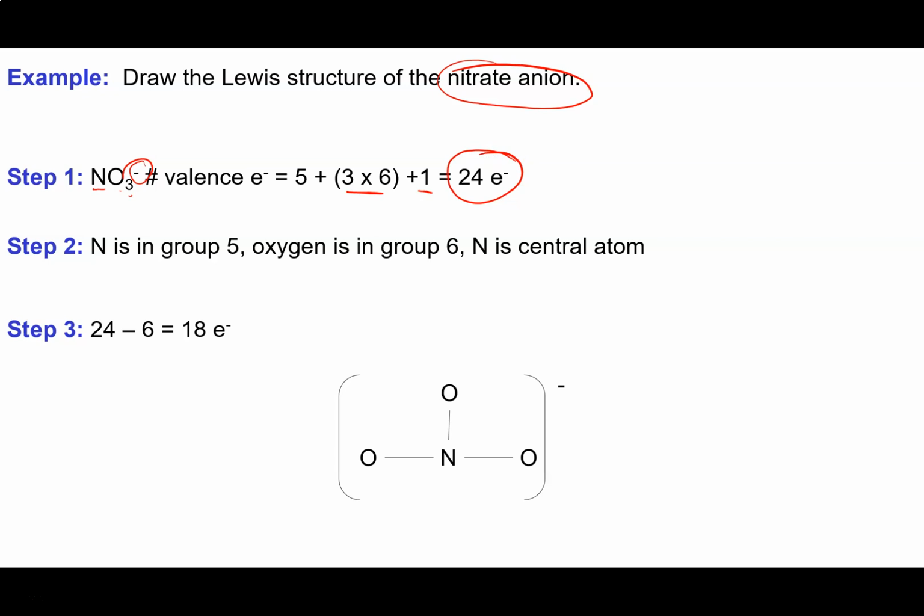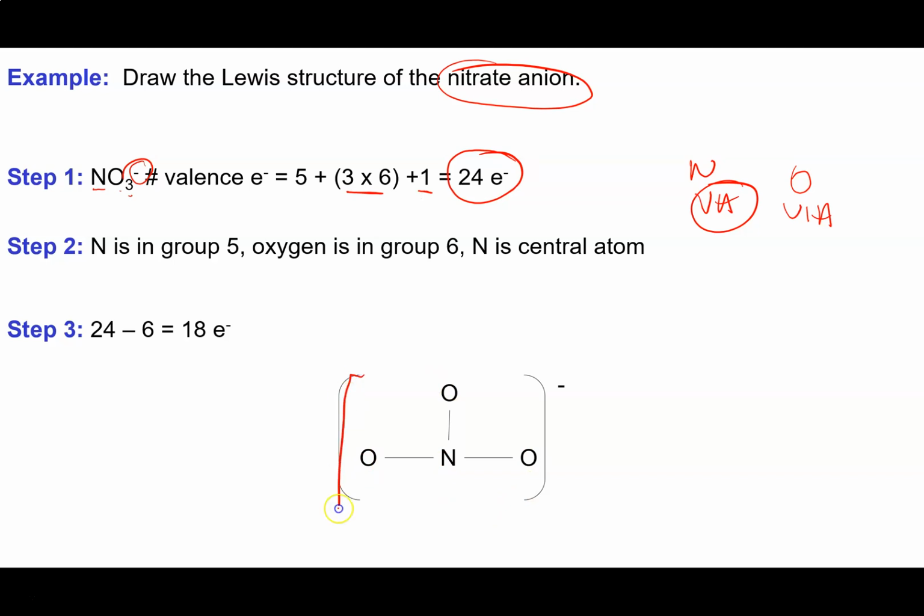So what atom goes in the middle, what atoms go on the outside? Nitrogen's in group 5A, oxygen's in group 6A, the one with the lower group number goes in the middle. So I'm going to put my nitrogen in the middle and then my 3 oxygens around the outside.